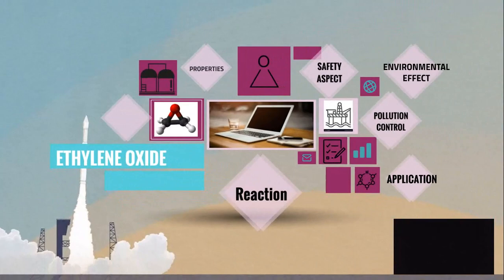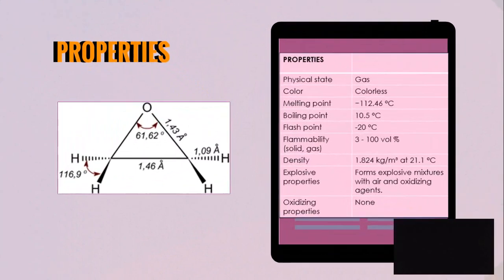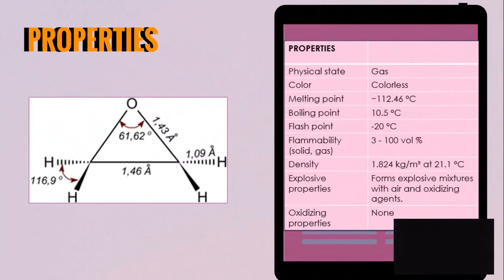Assalamualaikum. We're going to present about ethylene oxide. So first is the properties. The chemical molecular formula is C2H4O. The physical state is gas and colorless.